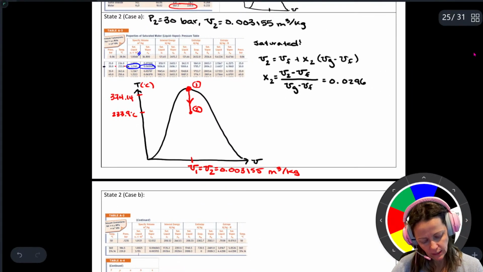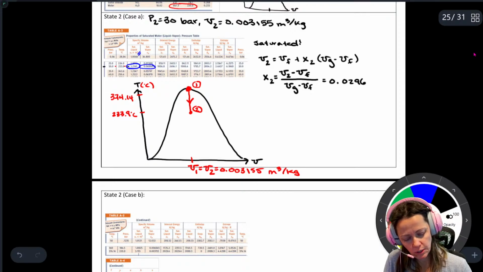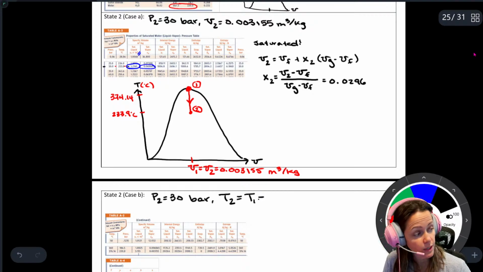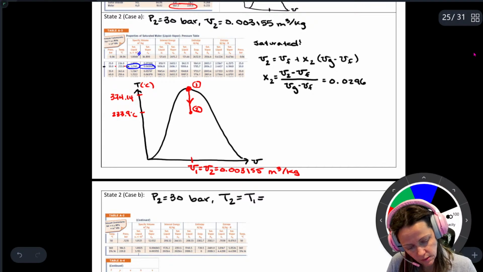And case B was if we had a constant temperature process. So this is a little bit strange, but this is a constant temperature process to 30 bar. So this guy, we're saying P2 is 30 bar, but your T2 is equal to T1, where that T1 was 374.14.